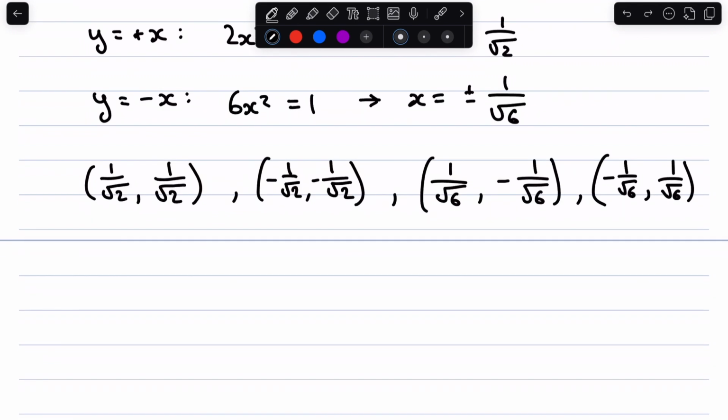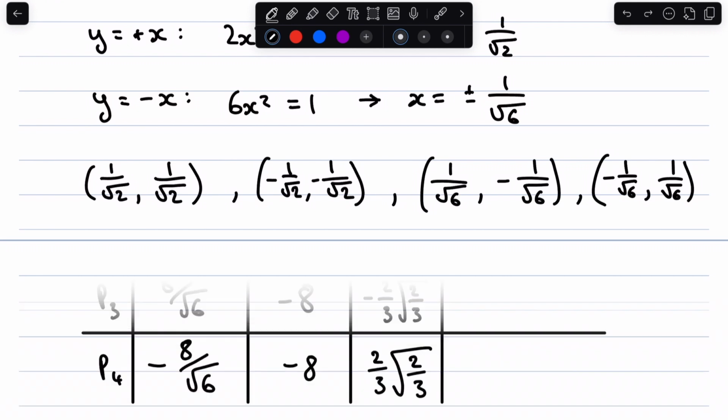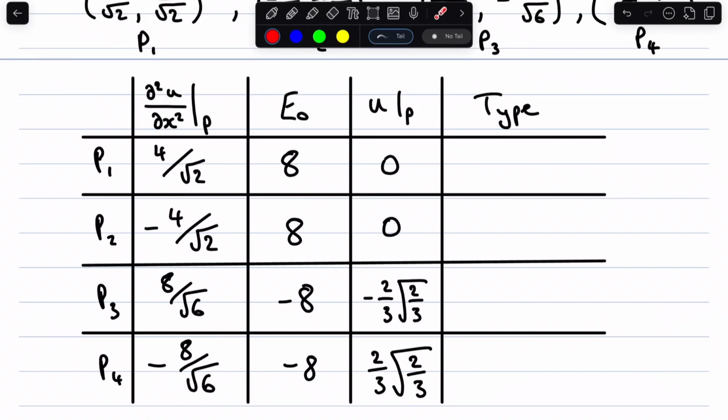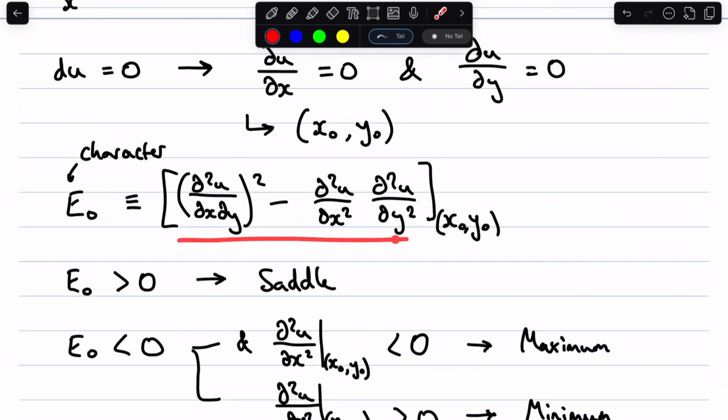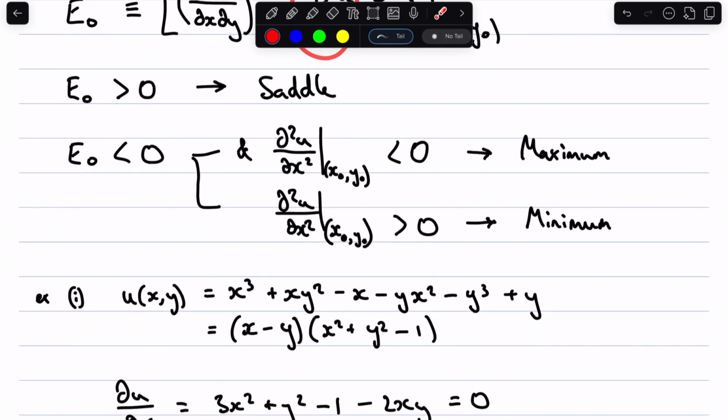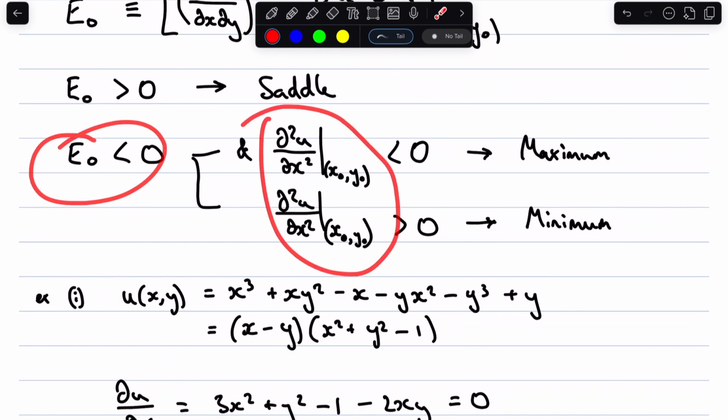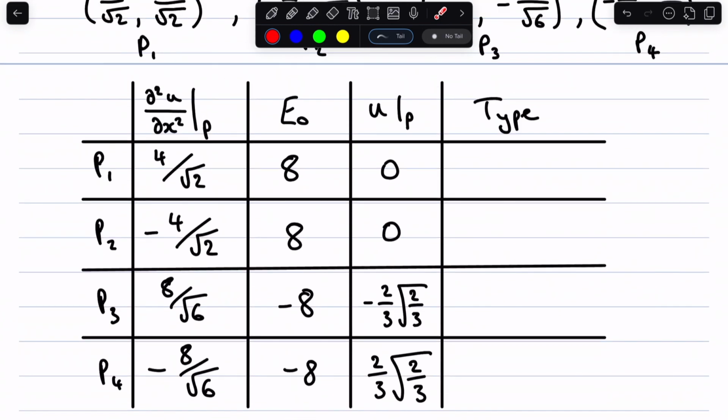That's our 4 stationary points, and now we can find the types of each, and I'll write up a big table and then talk through it. So what I've done here is I've worked out d2u by dx squared, d2u by dy squared, and then d2u by dx dy to work out E0. So I've gone through the process of doing this calculation for each point, and then I've also worked out this for each point. In case we have E0 being less than 0, we can then differentiate between maximum and minimum. So that's what this first term is. It's to determine maximum and minimum. This is to determine whether we have a saddle point or whether we have a maximum or minimum.